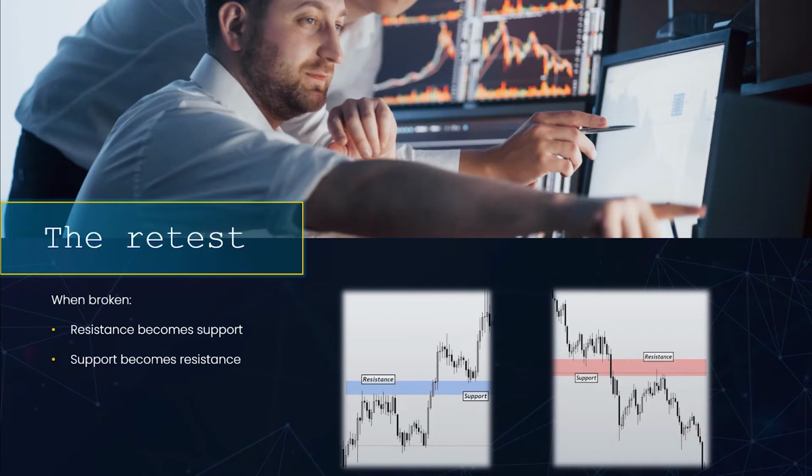A small disclaimer, this doesn't happen all the time. Retests of broken support and resistance levels do not happen all the time. There will be times that price will just move in one direction and leave you behind. But keep in mind, it's better to miss a trade than to take a loss.